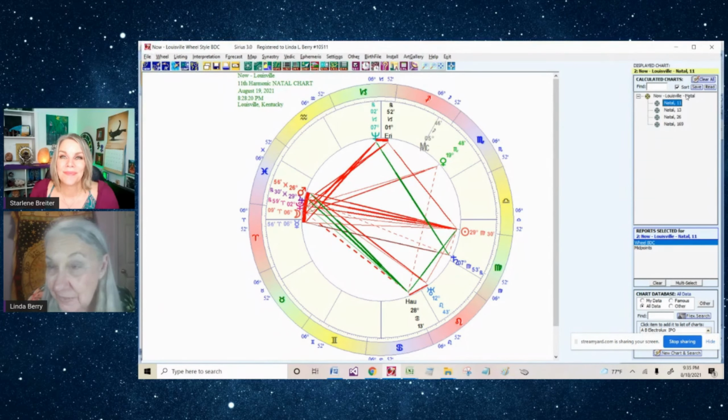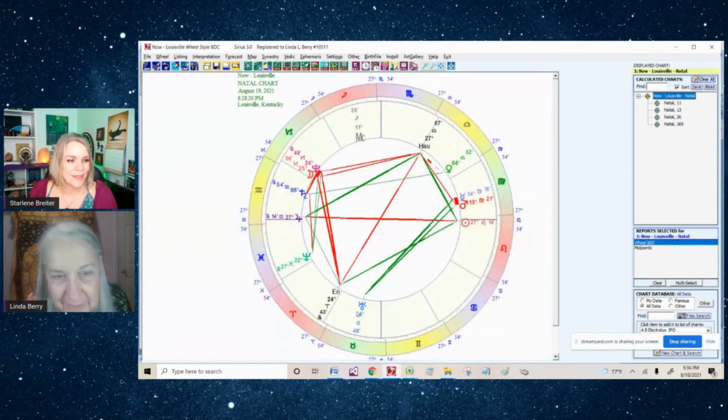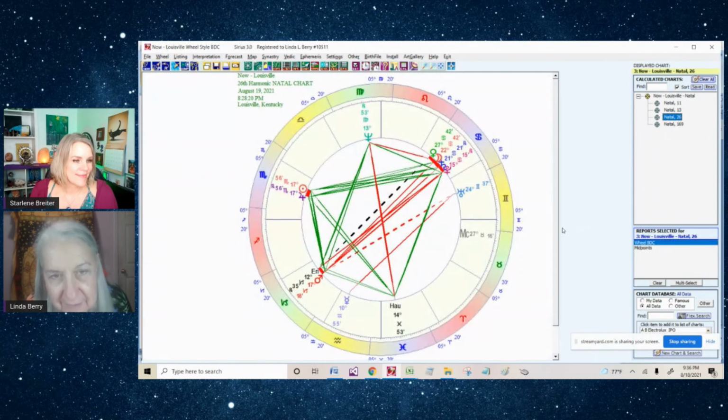So shall we look at 26 now? Yeah. Let's look at 26. Another exciting pattern. Oh my gosh. And again, there's something interesting here. In the natal chart, notice that Jupiter and the sun form a green triangle with Haumea and Eris. This is called a mystic rectangle. Look in 26. They're part of a mystic rectangle again.